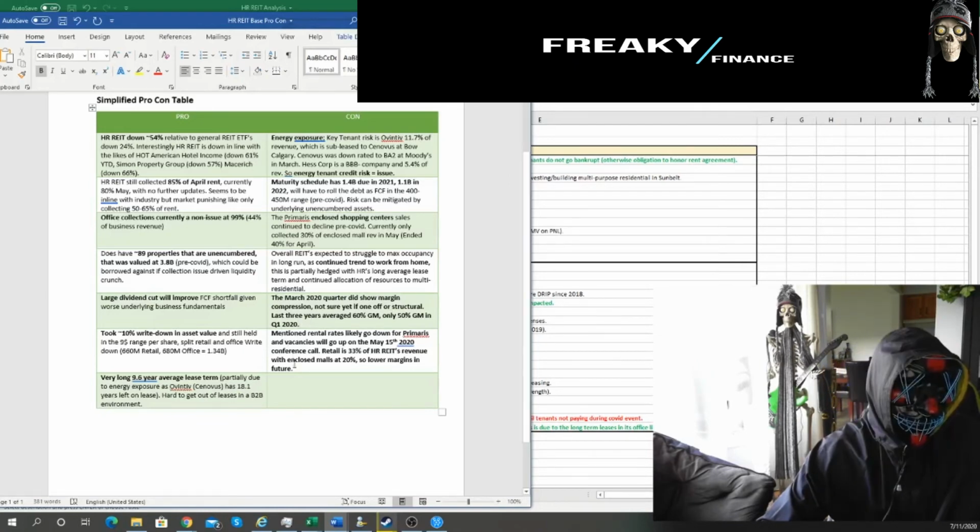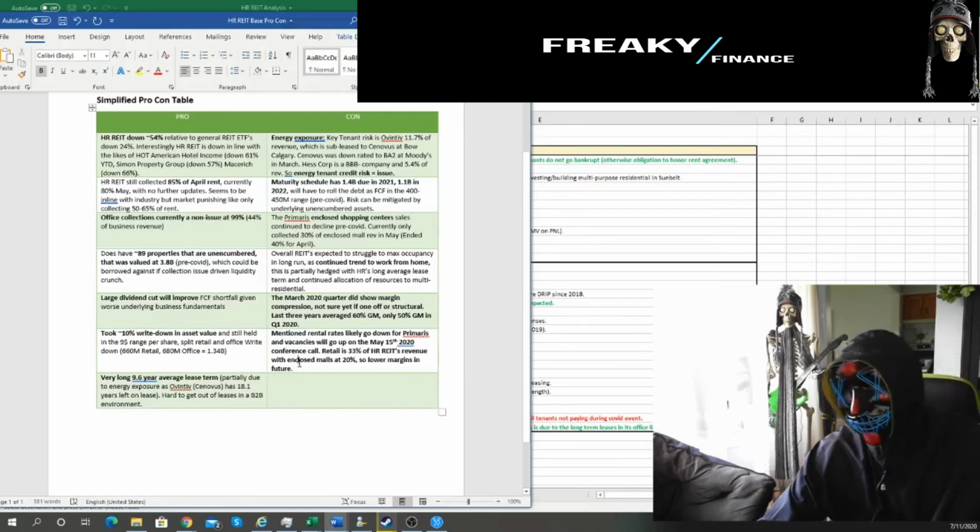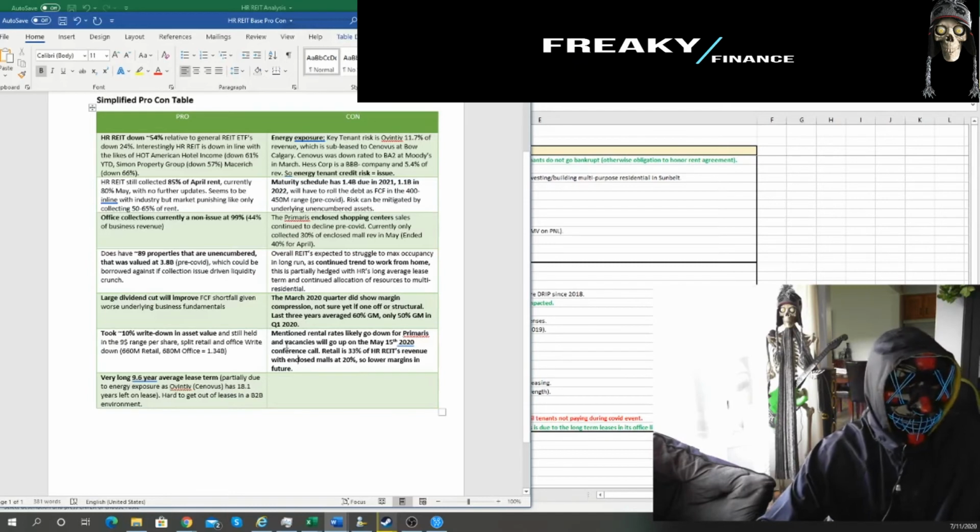I mentioned rental rates likely going down. That was on the call that I listened to before I jumped on here. I just wanted to make sure I'm getting the full picture. And rental rates likely go down for Primaris. That's what they said right on the call. And the CEO was pretty straight up, which is good. You like to hear the truth, right? Instead of trying to be a salesman.